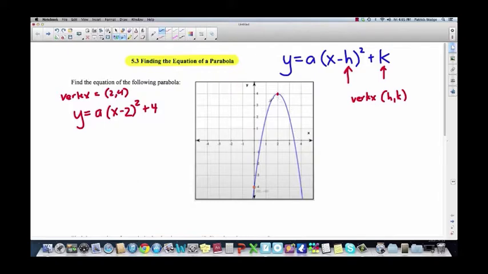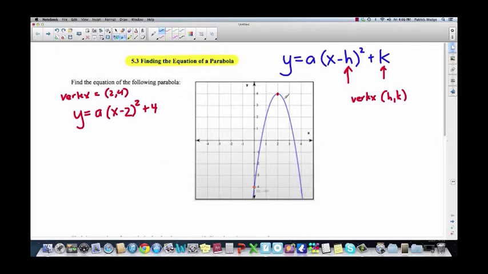And what's the relationship between this blue parabola and the equation we're finding? Well, the relationship is that every single one of these points on the parabola, if you plug it into the equation, it works. The x value and the y value will work. It'll satisfy the equation, we say. All the points that aren't on the parabola, they don't work. They will not work if you plug them into the equation. So we need to get the a value.